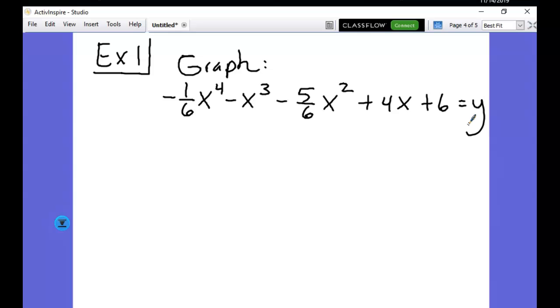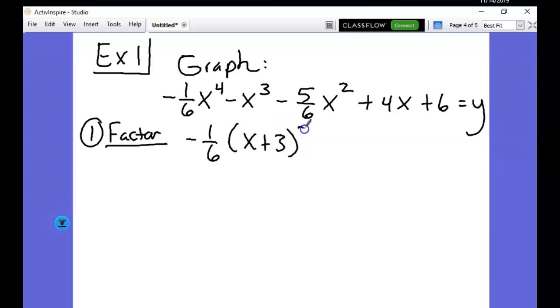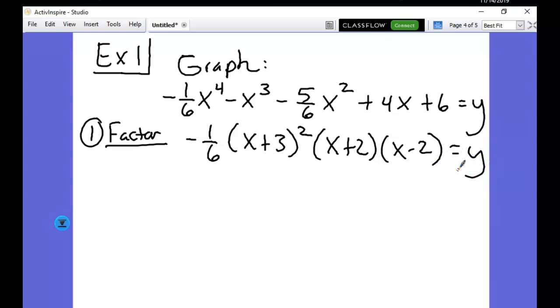Now, the first step is not fast, but it will be today. The first step is to factor. But you don't have to do that today. I told you I'm going to do the factoring for you. So the first thing you want to do when you're trying to graph a polynomial is try to factor it. Okay? So I'm just going to tell you what the answer is here. I believe it would be negative 1/6 times (x plus 3) squared, times (x plus 2), times (x minus 2). So I've gone through the trouble of factoring it already, and there it is.